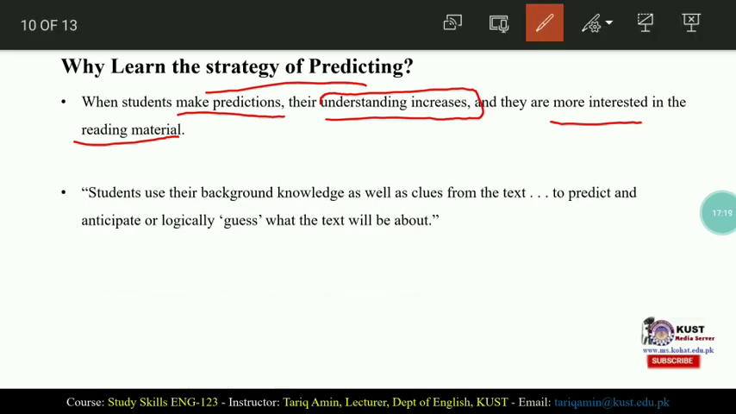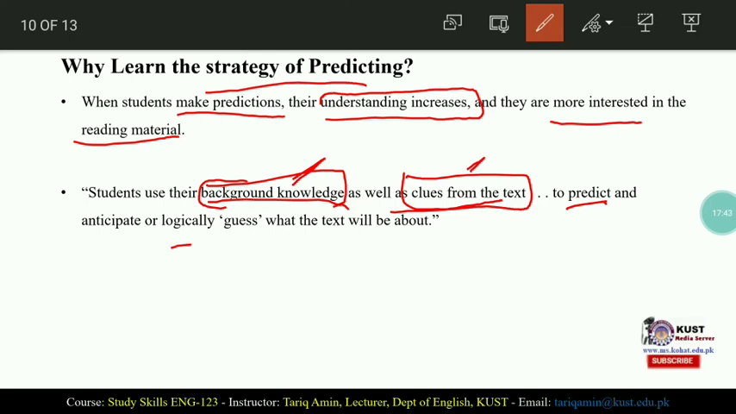Students use their background knowledge as well as clues from the text. First of all, you use your background knowledge, your prior knowledge, as well as clues from the text. You use background knowledge and clues from the text to predict, anticipate, or logically guess what the text will be about. Your guess is based on some logic. It is not solely based on your opinion.